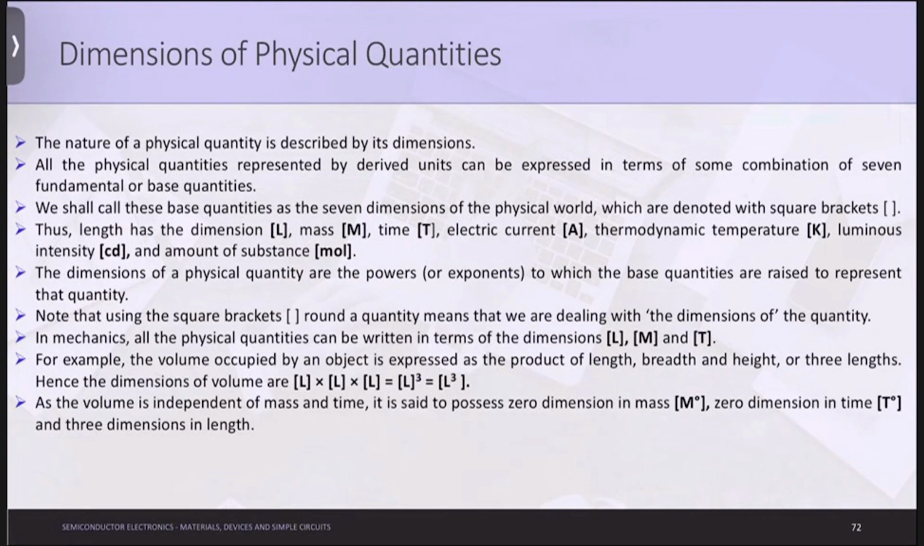For example, we know that area is nothing but meter squared, something in meter squared. This is nothing but L squared. That is how we are putting the dimensions. Okay, so this is the basic concept of dimension.